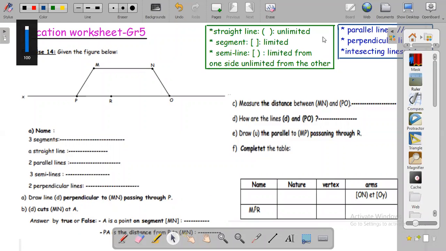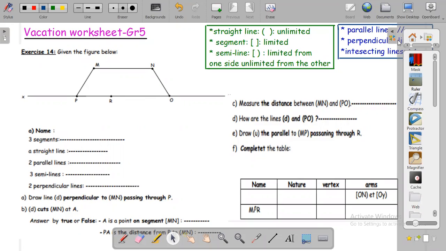Hello, in this video we want to complete the vacation worksheet. We have exercise 14: given the figure below, name segments, straight lines, parallel lines, semi-lines, and perpendicular lines.